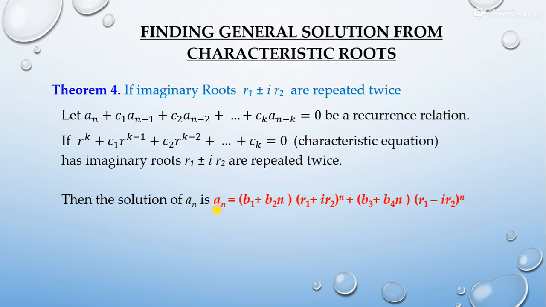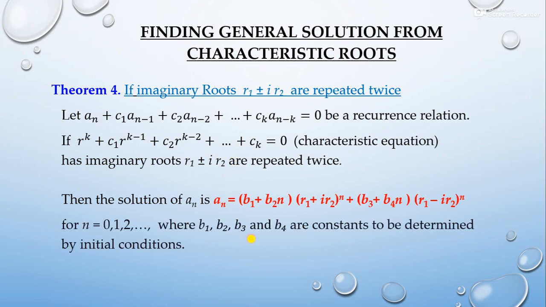So this is our solution if the imaginary roots are repeated twice, and these b1, b2, b3, b4 are constants, and we can find the values of these constants by using the initial conditions. So let's take an example.